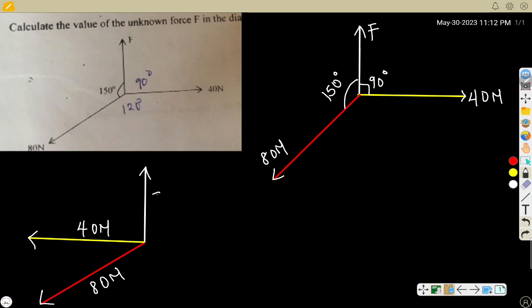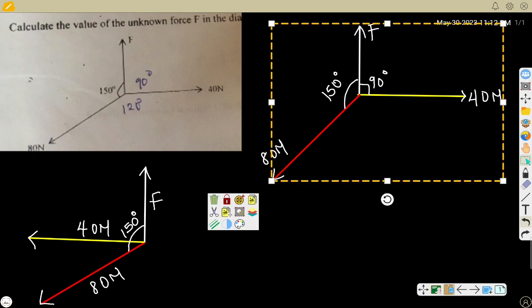Then this is our F. So this diagram now, and this is 150 degrees. So this diagram now looks like two forces acting at 150 degrees to each other, and their resultant is 40. Then what is that? F. So let's find the F.